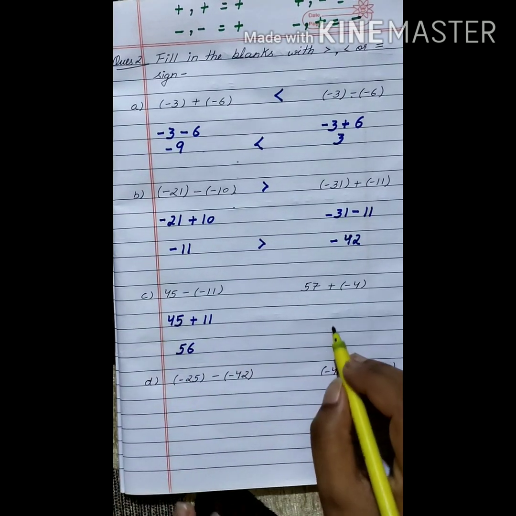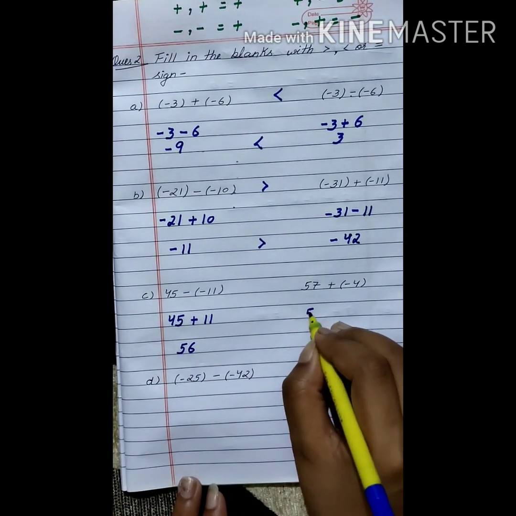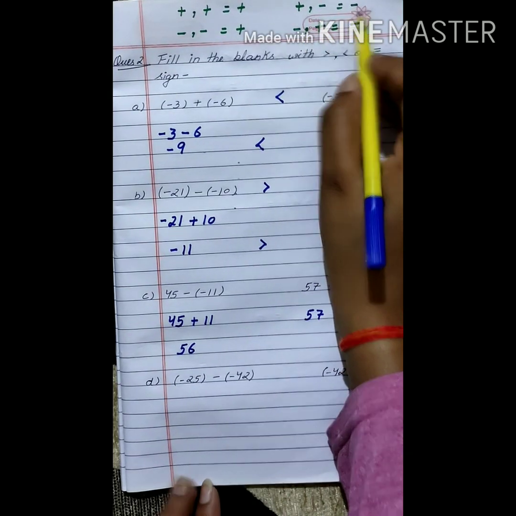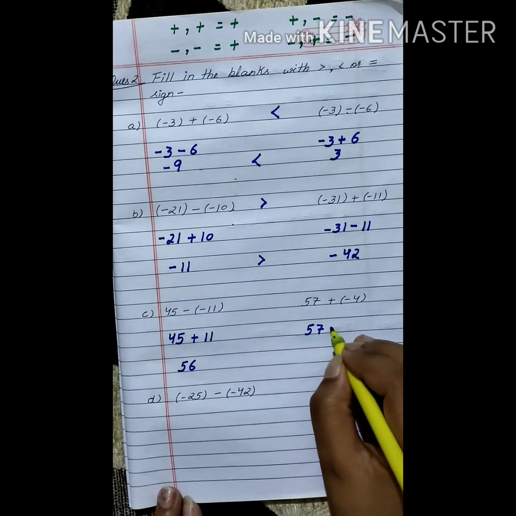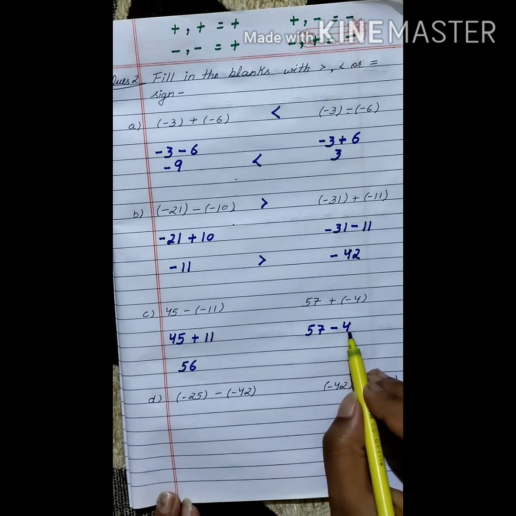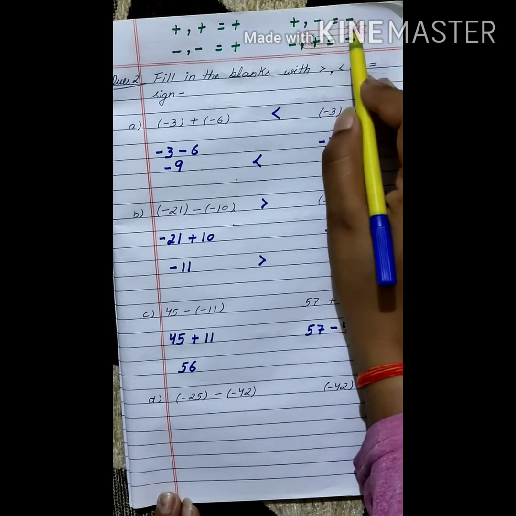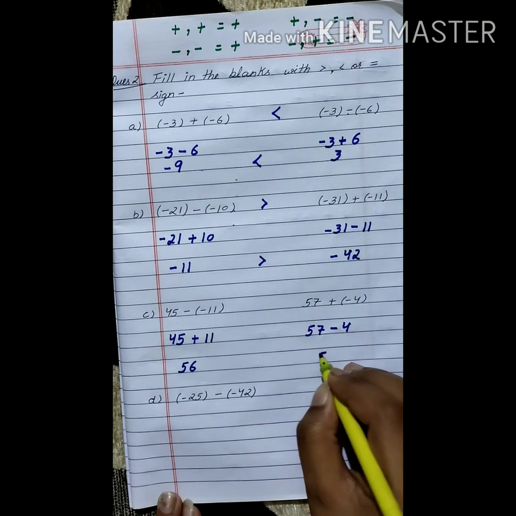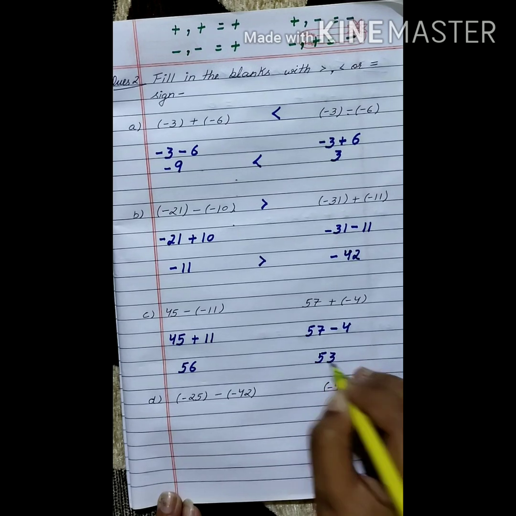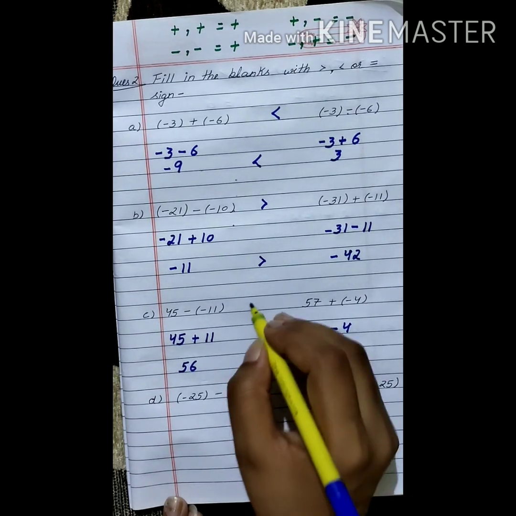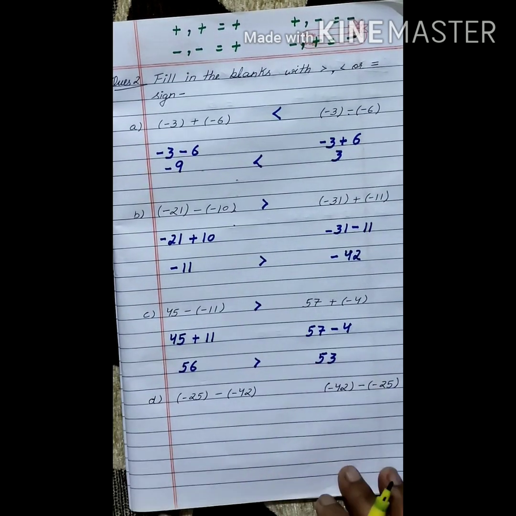Now we solve this side. 57 is as it is, plus minus is equals to minus, so it will convert with negative sign. Now 57 is a positive integer and 4 is negative, and plus minus is equals to minus. So 57 minus 4 is equals to 53. Both are positive integers and we know that in positive integers 56 is greater than 53. That means LHS is greater than RHS.